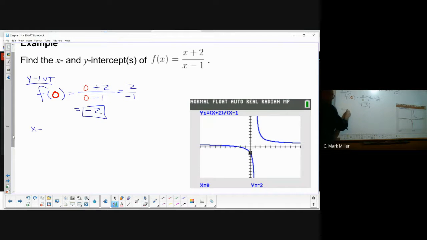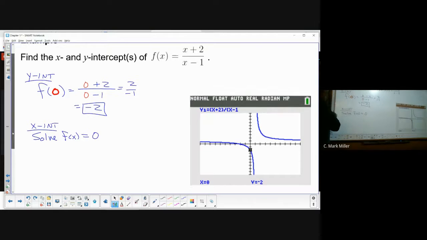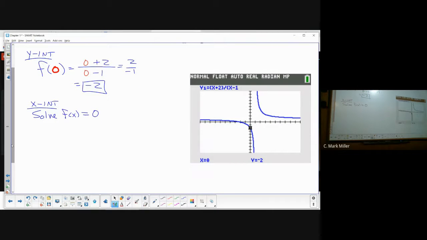X-intercept. Here you're going to solve f of x equal to 0. What's our f of x? x plus 2 over x minus 1, that's our function, equal to 0. Now sometimes you can sit and just stare. How do I solve for x there? Very simple property we're going to use over and over again this semester.